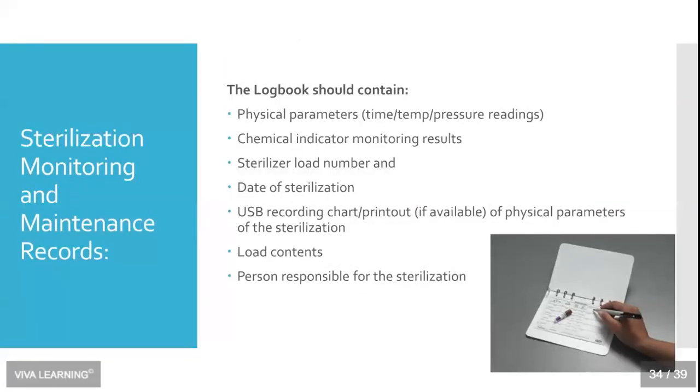Now, we are required in the United States to have a logbook for sterilization and maintaining of records. And these records should include the physical parameters, meaning mechanical indicators, chemical indicator monitoring results, the sterilizer load number, or what I always put in when I was in practice, the time of day that it was put through the autoclave, the date of sterilization, any type of USB recording, chart, or printout, if available, of the mechanical monitoring, the load contents, and the person responsible for sterilization.